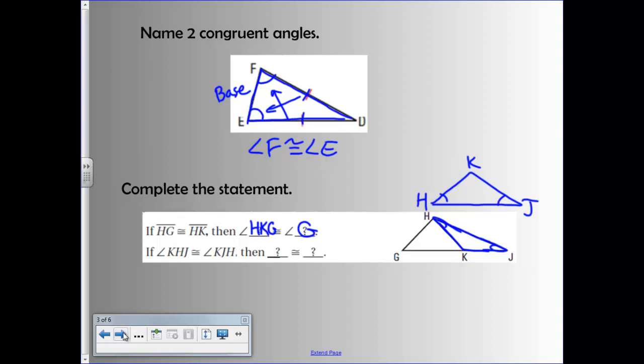Raise your hand and tell me what sides are congruent. Why did you say angle HK? I'm talking about this right now. What two sides are congruent here? I know Matt knows. Delvian? KH, this side, and KJ, those are congruent. So we have KH is congruent to KJ.